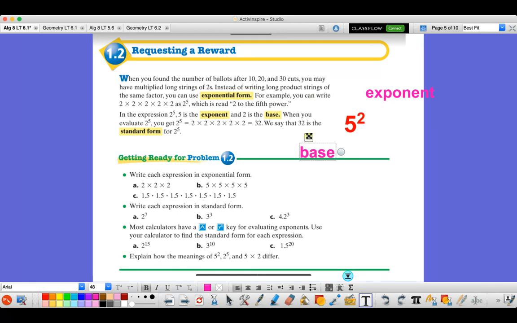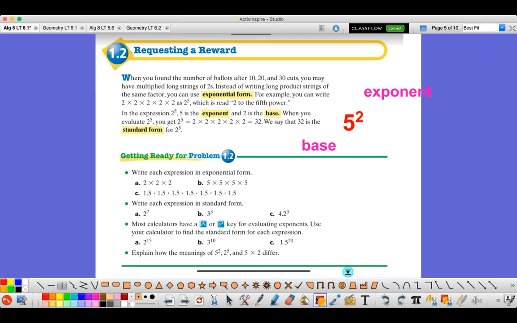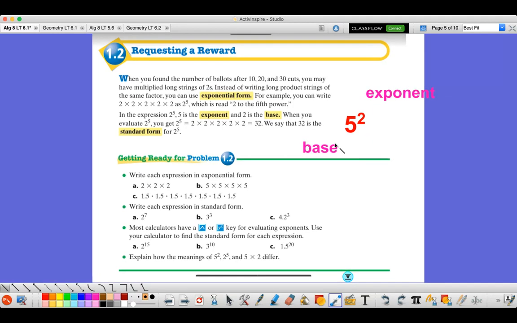which is the 5. You should have your notebook out and write that down for the exponent and for the base so that you can see which one is which. So there's the base and there is the exponent. We'll keep referring to those.